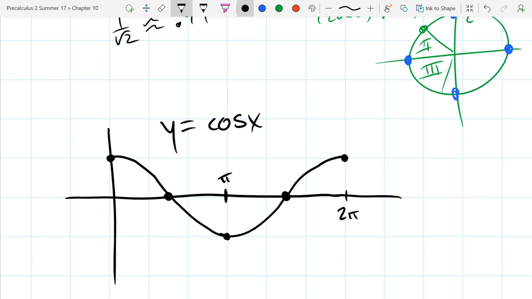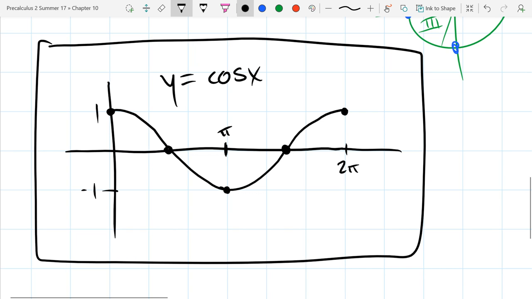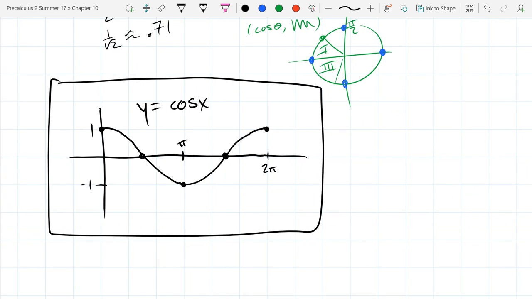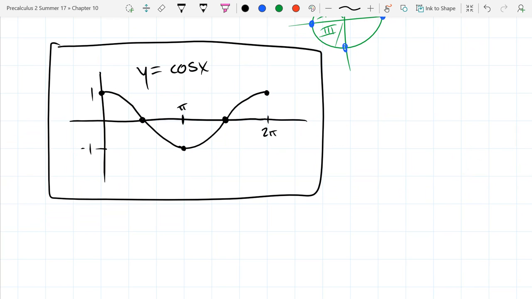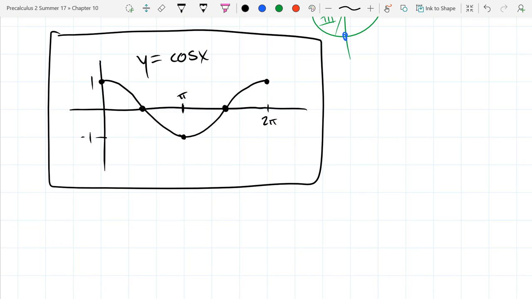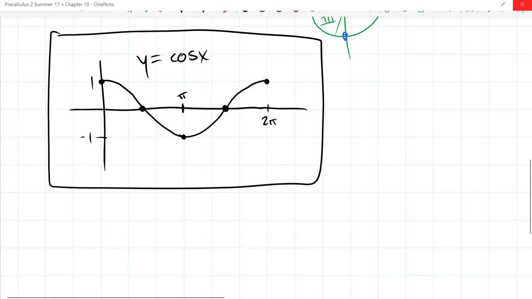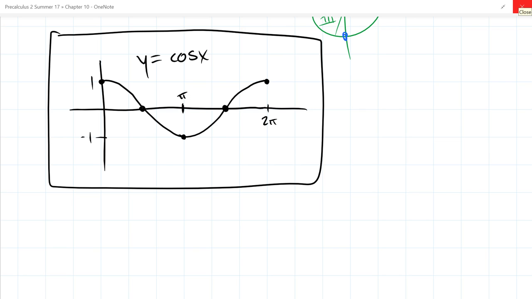So this is one period. Of course, that's 1, negative 1. This is what I want you to remember from the cosine function. So what we're going to do next is some transformations of this graph. You could do all this in the way that was taught in Precalculus 1, if you learned Precalculus 1 without a graphing calculator and you had to graph by hand. But what we're going to do is do things in a slightly different way.